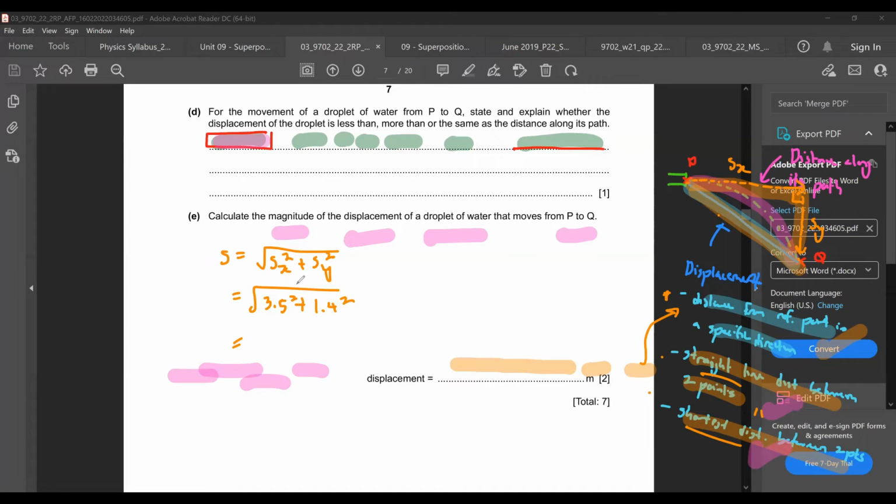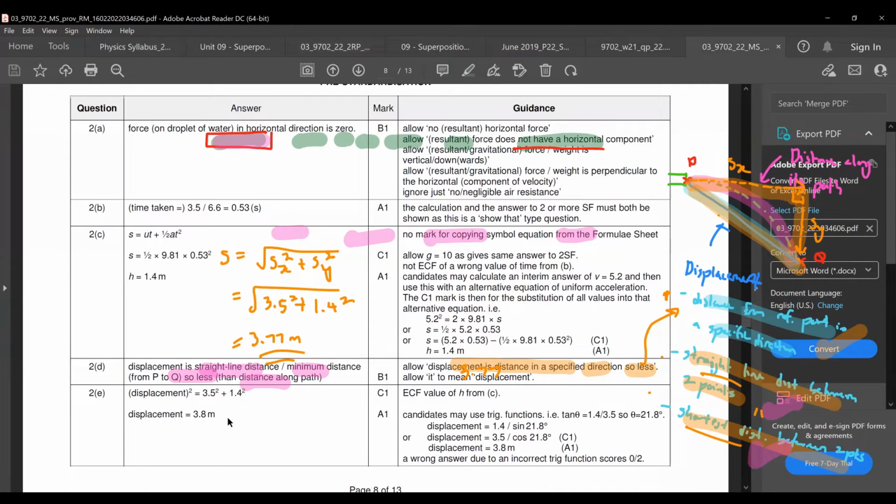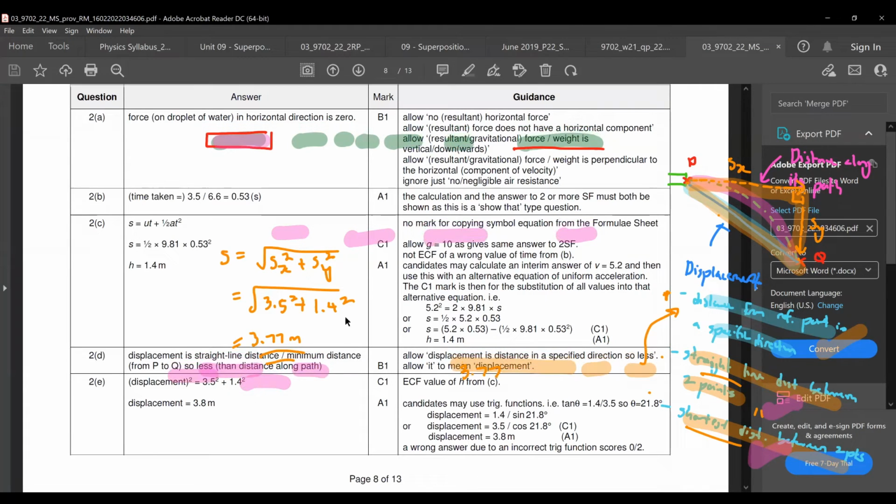So you get the square root of 3.5 squared plus 1.4 squared, which is 3.77 meters. This is your displacement. Round it up to 2 significant figures and you get your answer as 3.8. This is your kinematics. So far, so good. I'll move on to the next one.